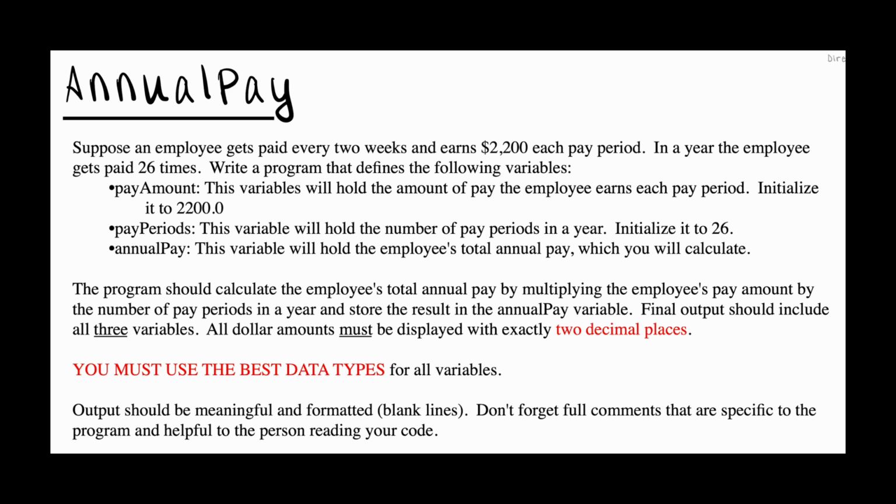And the annual pay. The annual pay variable will hold the employee's total annual pay, which you are going to calculate. The program should calculate the employee's total annual pay by multiplying the employee's pay amount by the number of pay periods in a year, and it should store the result in the annual pay variable. Final output should include all three variables. All dollar amounts must be displayed with exactly 2 decimal places.